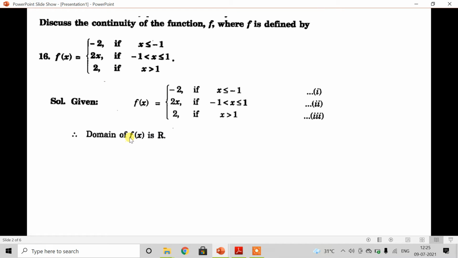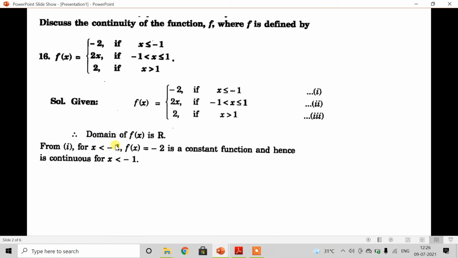So let us first discuss the continuity of the function for the points less than minus 1. Here, since the function is defined for all values of x, the domain of the function is R. Now for x less than minus 1, the function is defined as minus 2, which is a constant function, and a constant function is continuous everywhere. So we can say that this function is continuous for x less than minus 1.